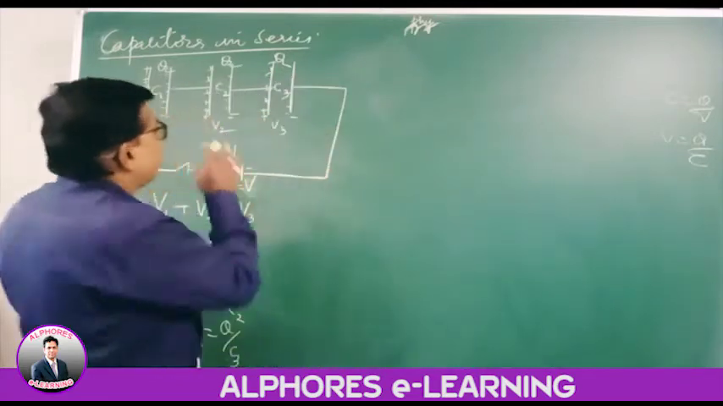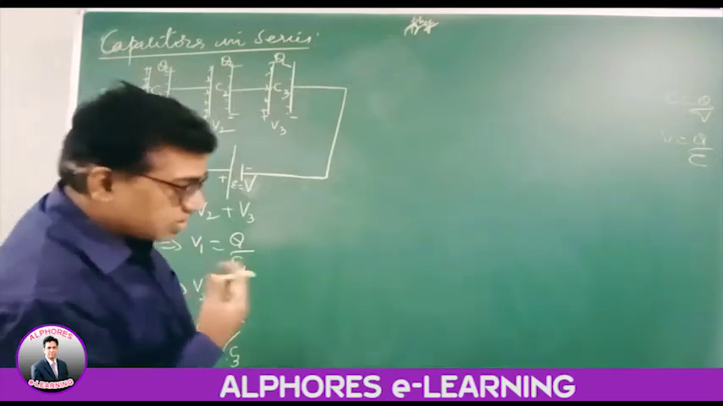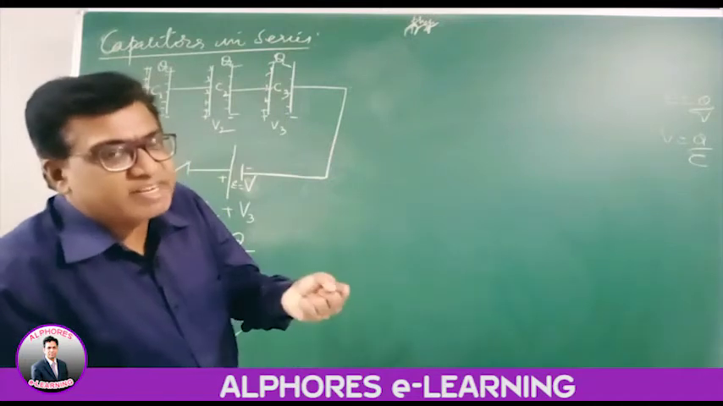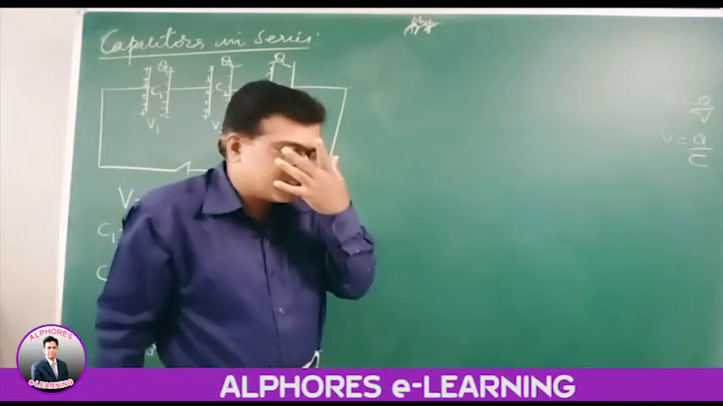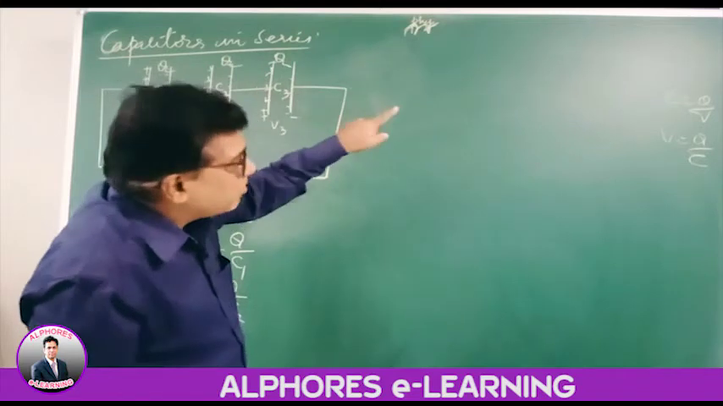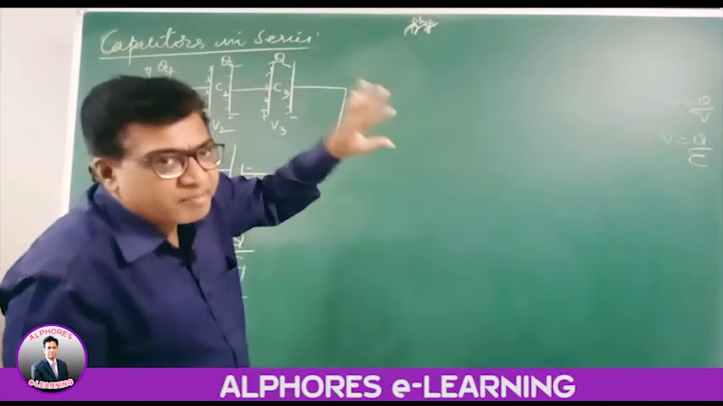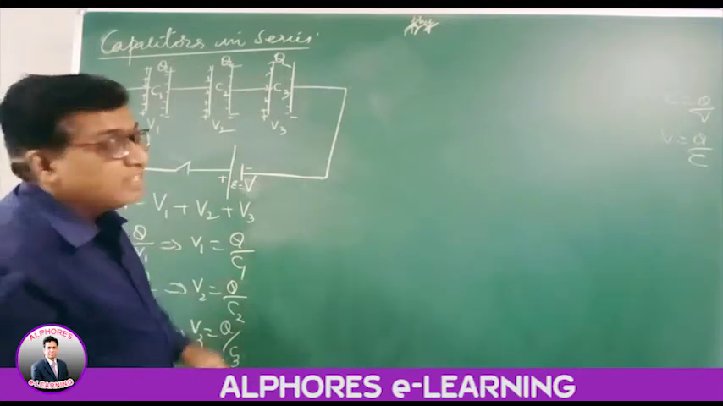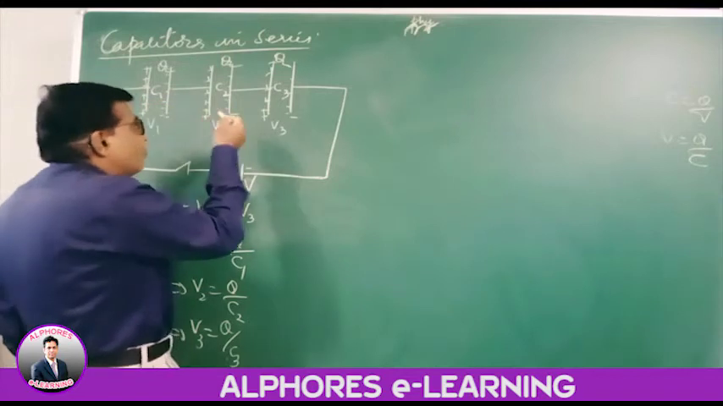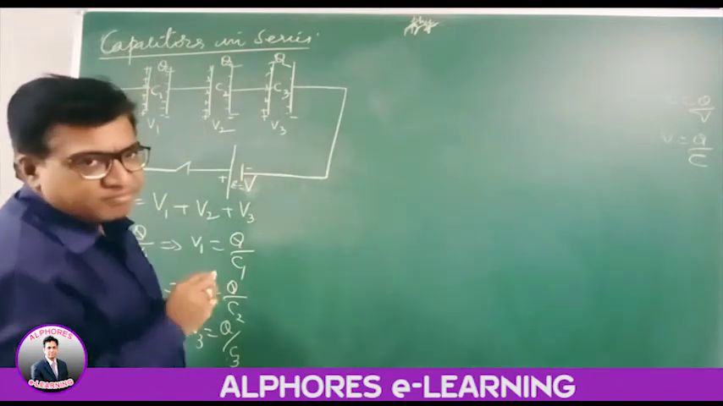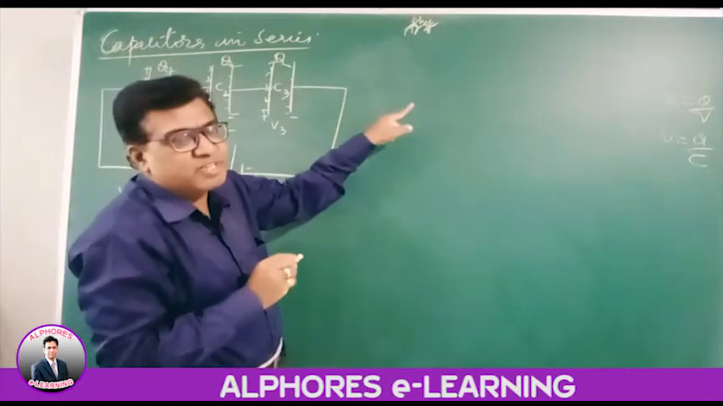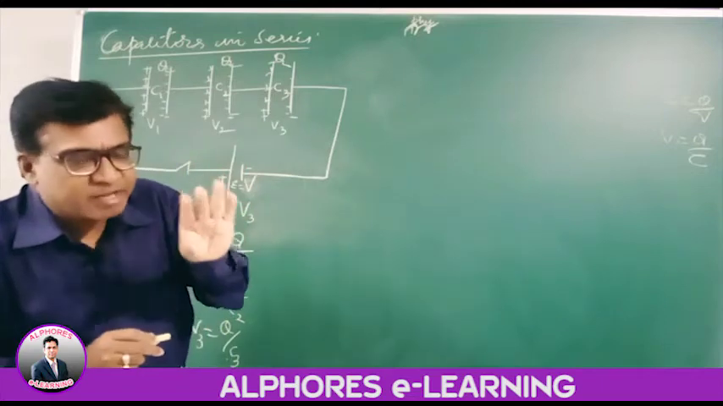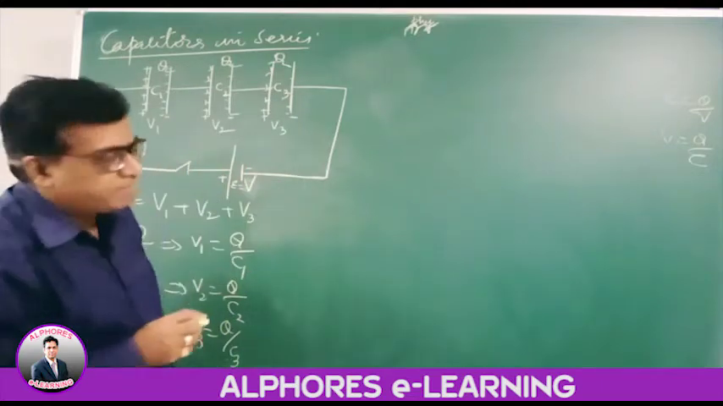The resultant or the effective capacity is also called the equivalent capacity. What do we mean by equivalent capacity, effective capacity or resultant capacity? It is a single capacitor which has the same capacity as these three when they are placed in series. When these three capacitors are placed in series, what resultant capacity will they produce? A single capacitor whose capacity is equivalent to that is called the equivalent capacitor: the equivalent capacity, resultant capacity or effective capacitance.